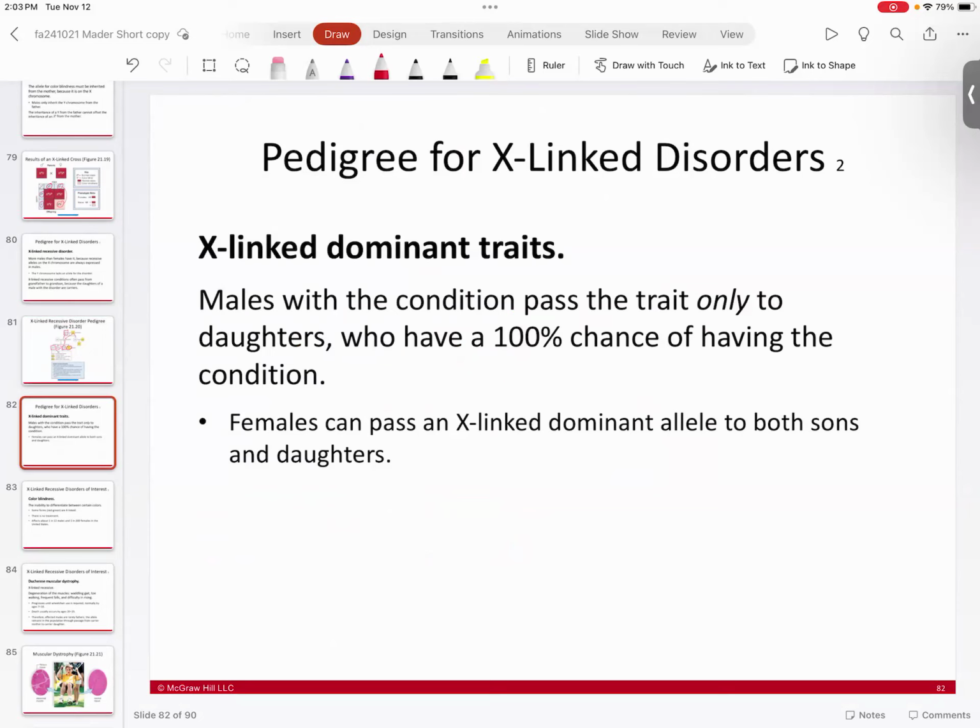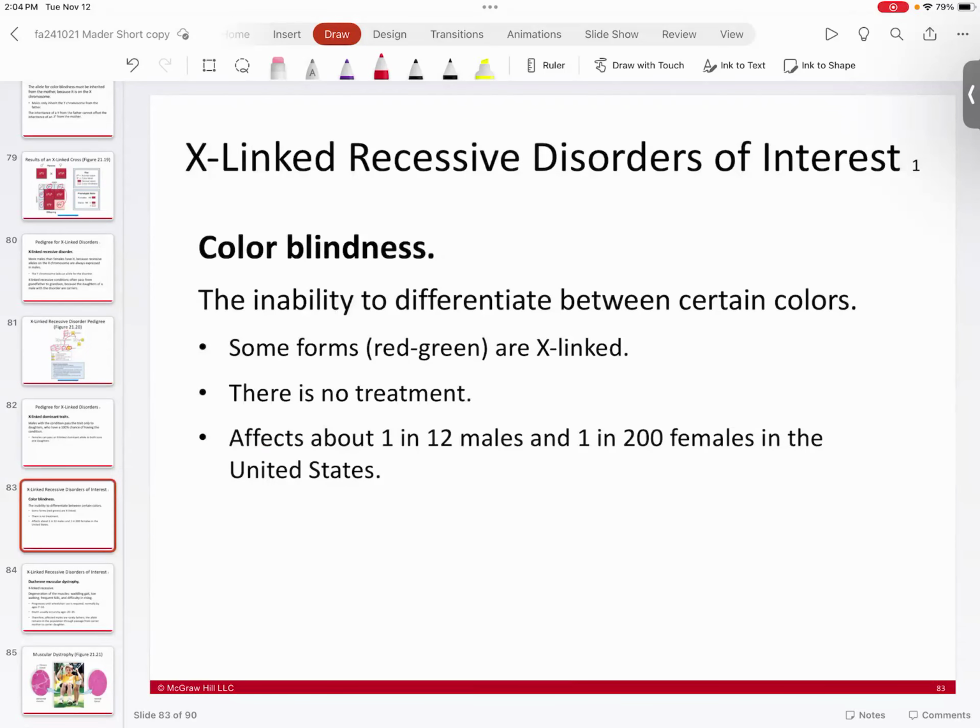Now, what about an X-linked dominant? So ultimately, when you have a male with this condition, this basically means the male is passing this on to his daughters. And so you have a 100% chance of having the condition. And so the female can then pass this X-linked dominant to both of her sons and her daughters. So this becomes basically just like, I'm just going to hit you in every single generation.